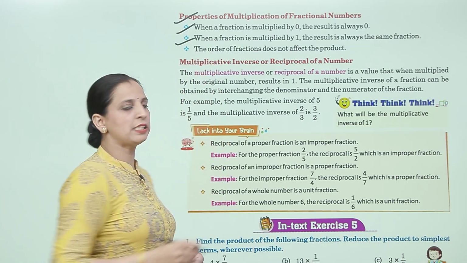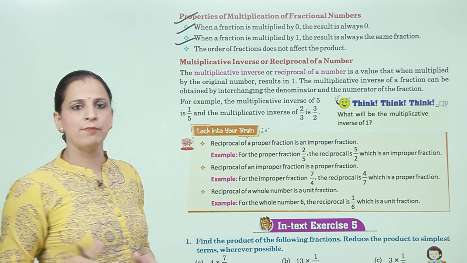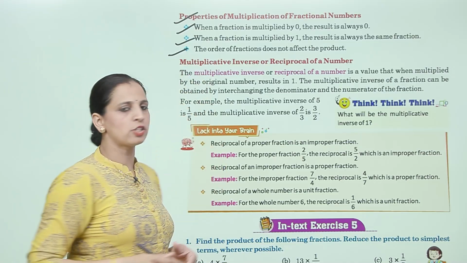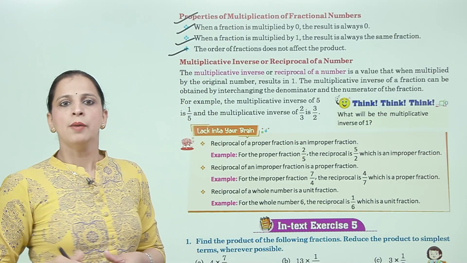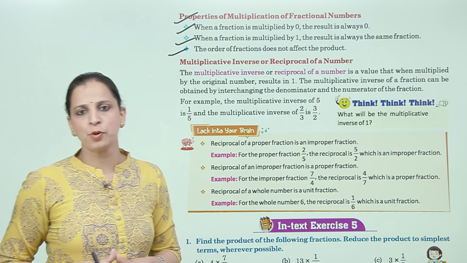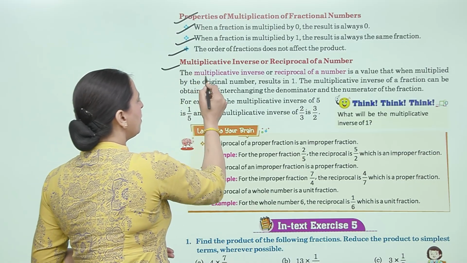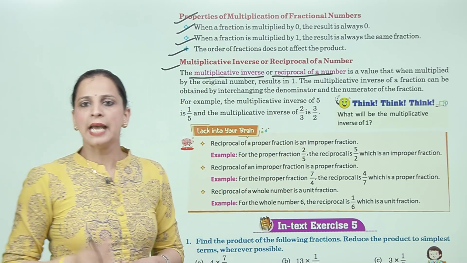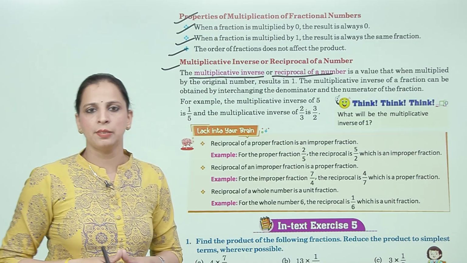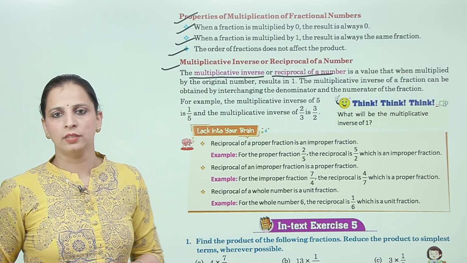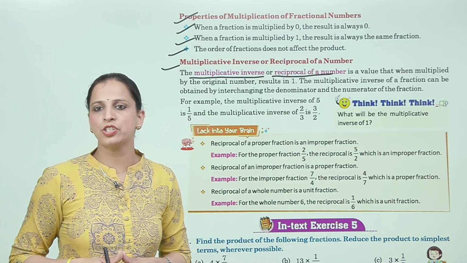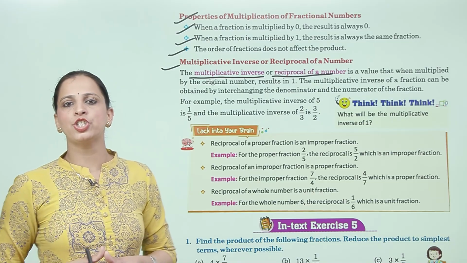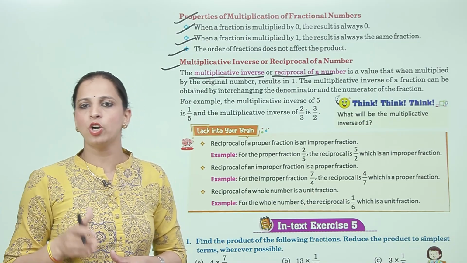When a fraction is multiplied by 1, the result is always the same fraction. The order of fraction does not affect the product. Now, multiplicative inverse or reciprocal of a number. The multiplicative inverse or reciprocal of a number is a value that when multiplied by the original number results in 1. The multiplicative inverse of a fraction can be obtained by interchanging the denominator and the numerator of the fraction.